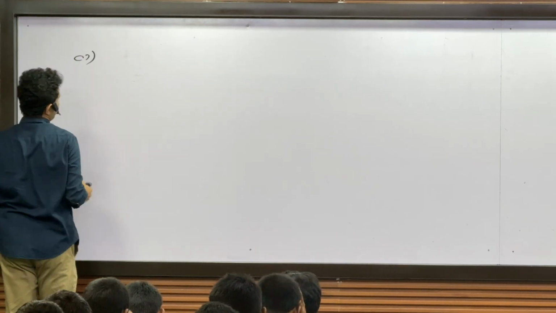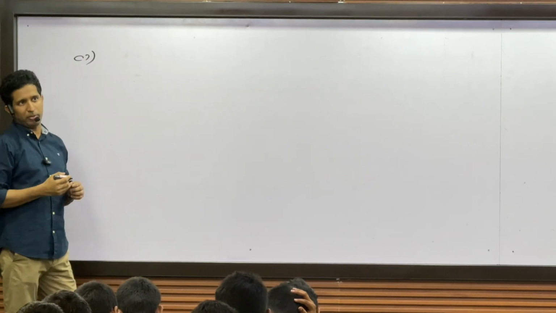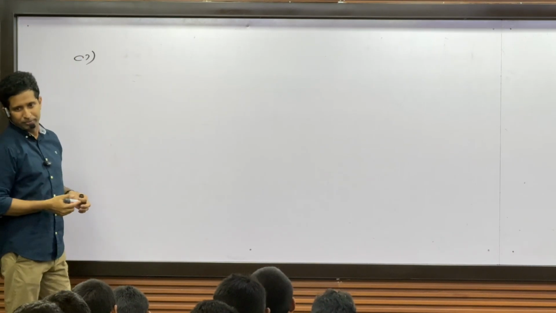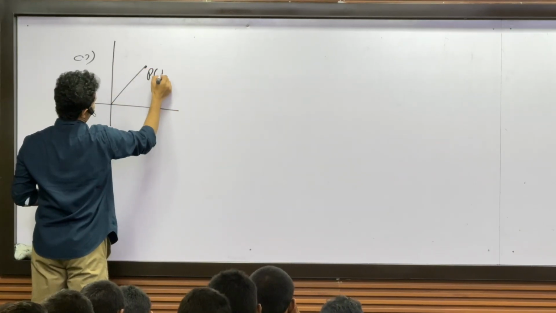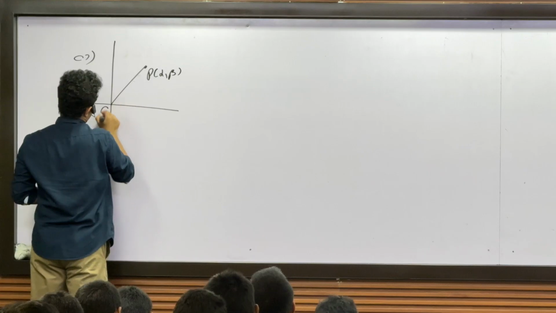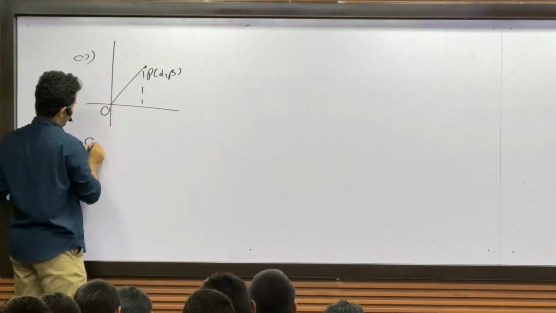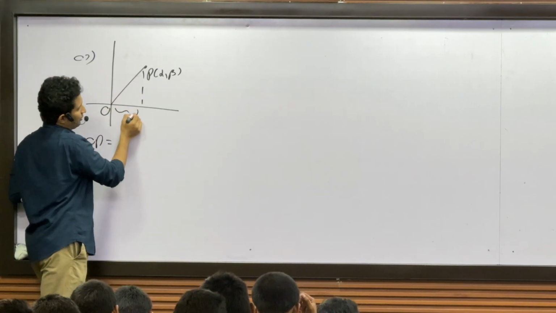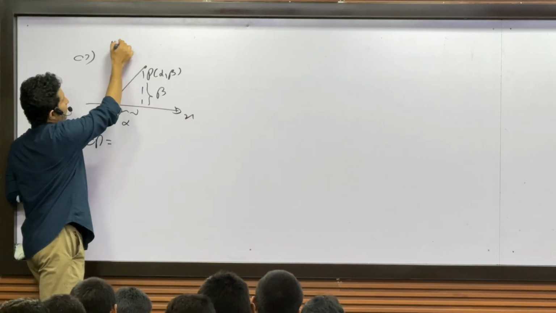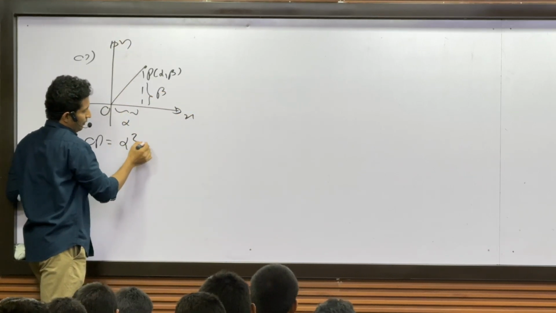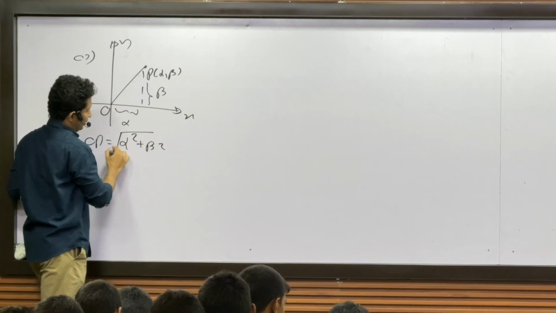What's the distance from the origin to the point P(alpha, beta)? Now when this is P(alpha, beta), you can straightforwardly find the distance. OP equals, see, this is alpha and this is beta, x and y, so OP equals the square root of alpha squared plus beta squared.